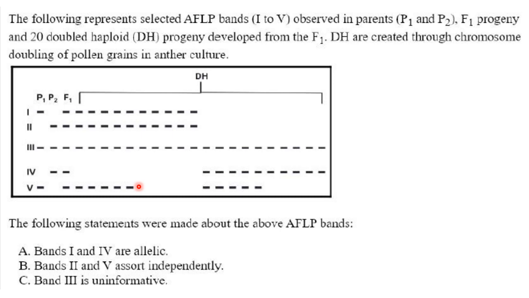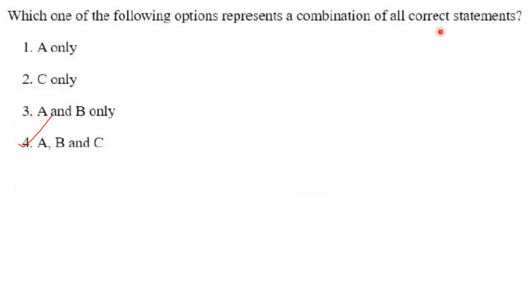So you get they assort independently. Band 3 is uninformative. Yes, you get this band, it is uninformative. So C is also correct. Which of the following options represents a combination of all correct statements? So A, B and C are correct. So the answer is option 4.